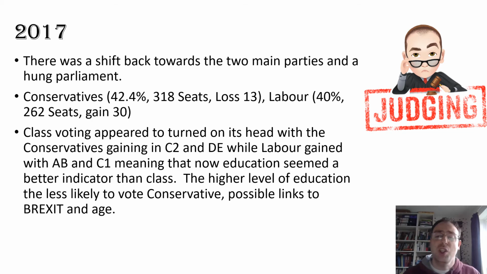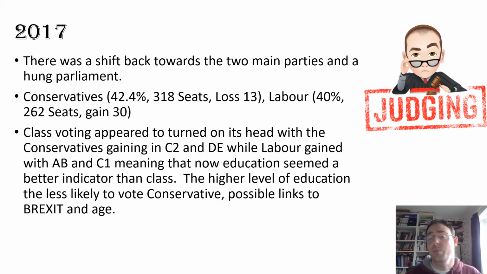There was a big shift back to the two main parties, although neither of them particularly covered themselves in glory during this election campaign, and we got a hung parliament. So the Conservatives picked up 42.4% of the vote, and that gave them 318 seats, so they lost 13 seats overall. Labour saw a very significant rise in their vote. They picked up 40% of the vote, which gave them 262 seats, and that was a gain of 30 seats.